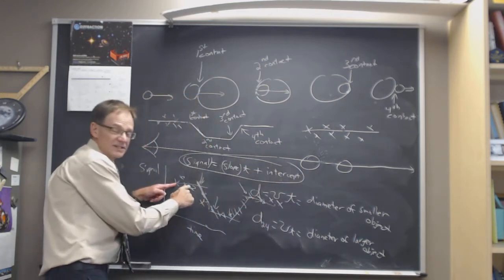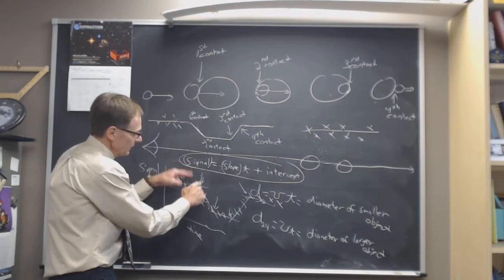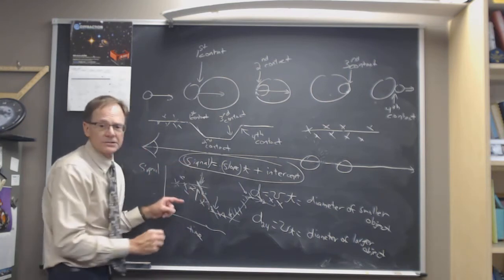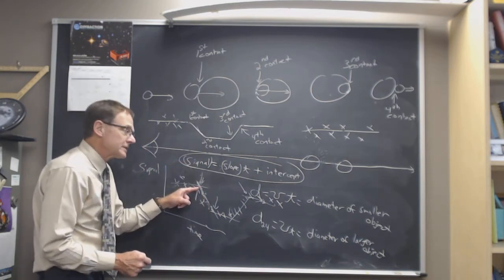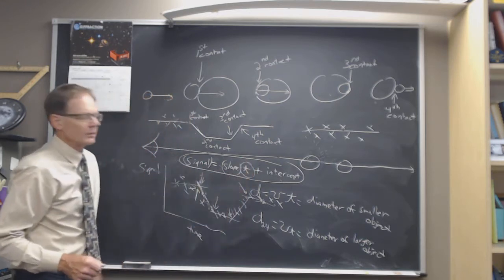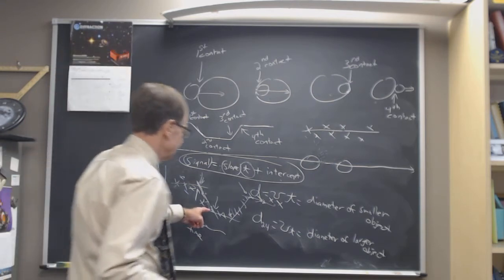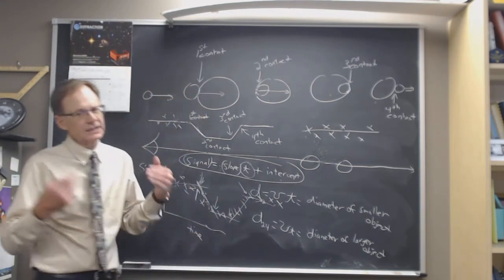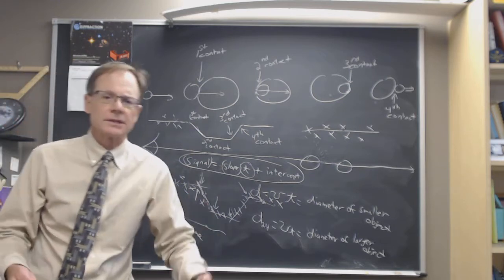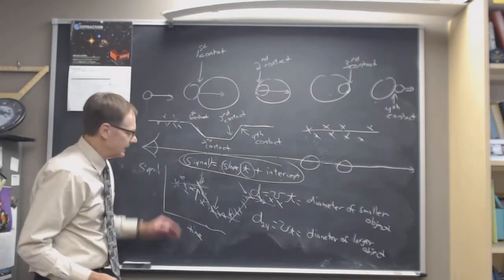If you have a formula for this line and you have a formula for this line, you can set those two signals equal to each other. That's the point where those two signals are equal, and you can solve for the time where those two things are equal. And that's going to give you the time of first contact, time of second contact, time of third contact, time of fourth contact. Again, you can do this by hand. You can do this on the computer, whatever works for the situation you have right there.